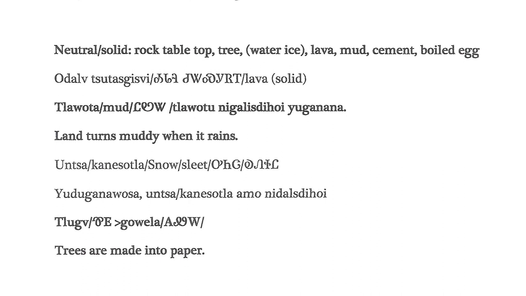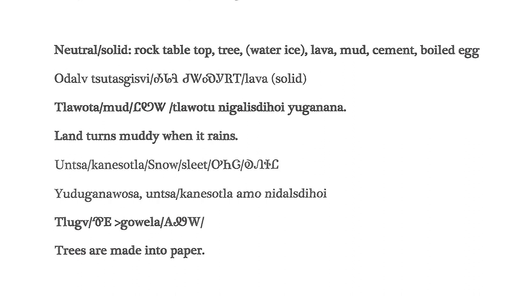Okay, the next one, Unchi, Kanesotla, that's sleet and snow. Unchi, or Uncha, is snow. And Kanesotla, that's sleet. That's what I was talking about a while ago. It's solid when it comes down. But when it gets so far and hits the ground, it just melts into liquid. So there's your change there.